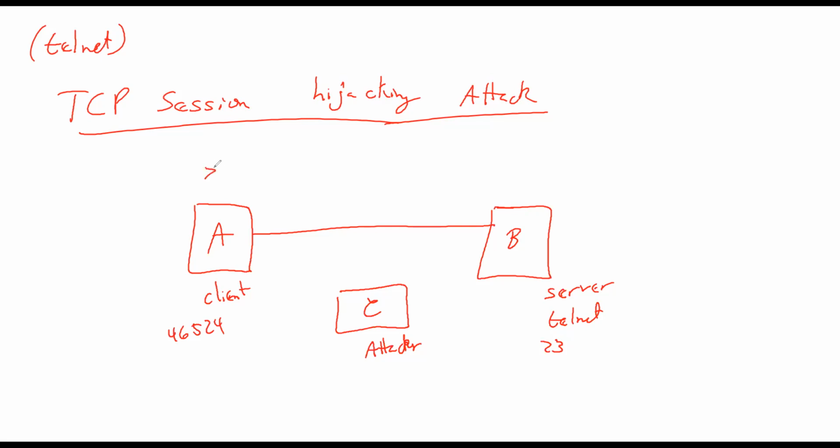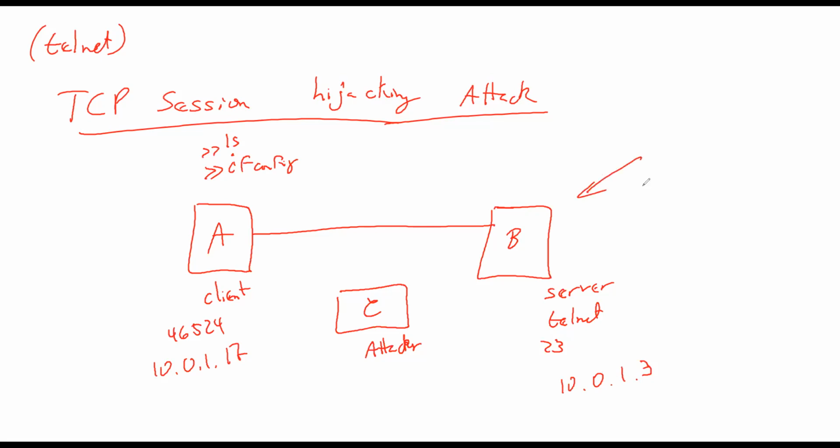A can open a terminal here. If they type ifconfig, they'll get the IP address of this one. Let's say it's 10.0.1.3, and this is 10.0.1.17. So if they type ifconfig on A, they'll get 10.0.1.3. They type ls, they'll get the directory listing of this machine.